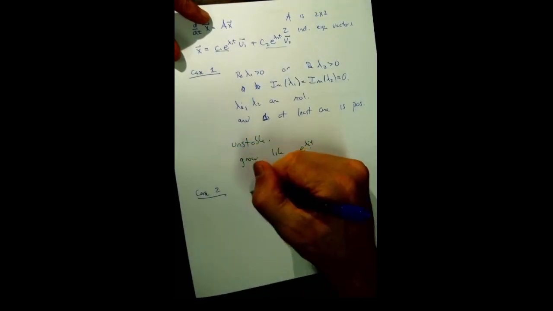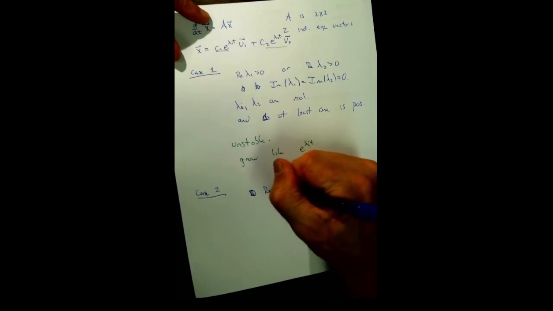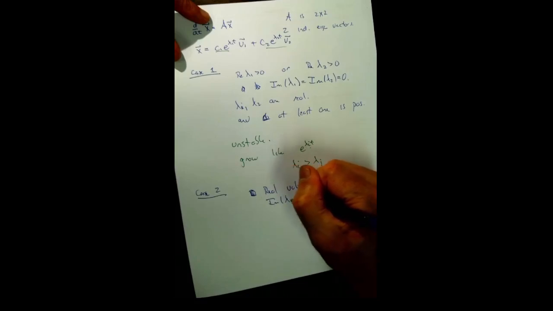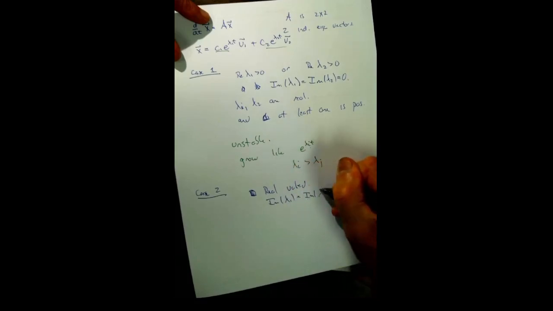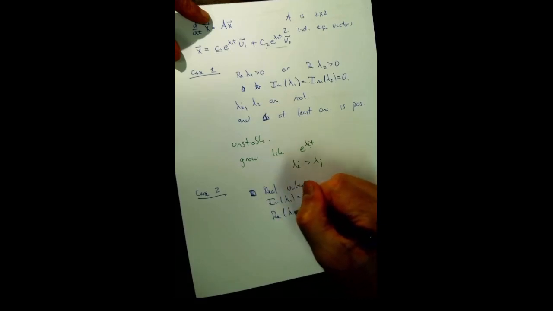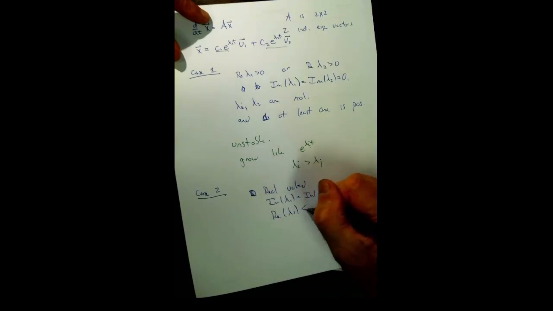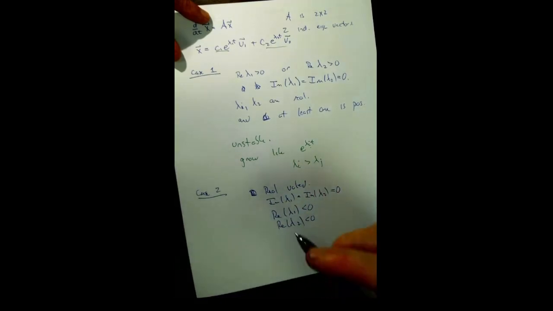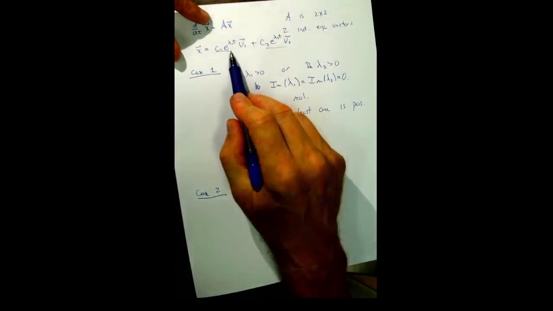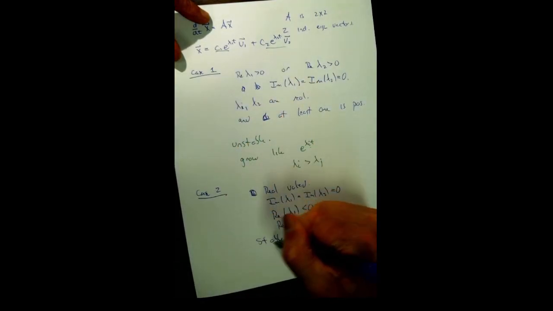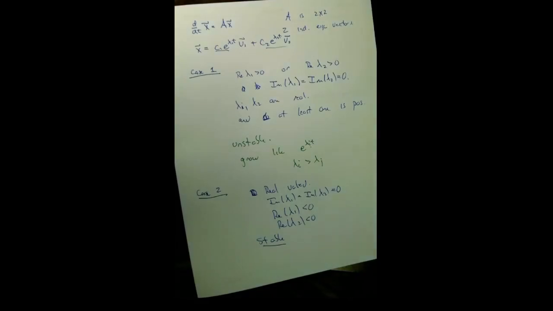Case 2 is that they're real valued. So that means the imaginary part of lambda 1 and the imaginary part of lambda 2 are both 0. And the real part of lambda 1 is less than 0 and lambda 2 is less than 0. If that's the case, this is going to decay to 0, this is going to decay to 0, and we have this thing is stable.